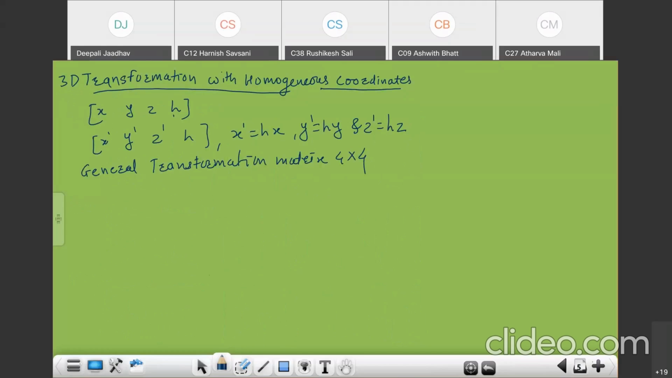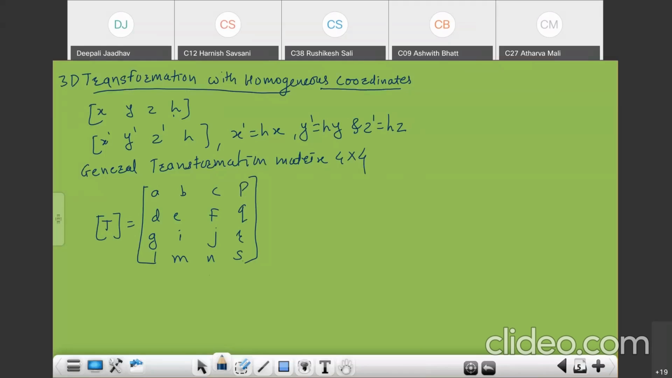So I am going to write here the transformation matrix. This is the standard general transformation matrix for 3D transformation with homogeneous coordinate. Here A, B, C, D, E, F, G, and I, J are used, H is not used, since H is used for homogeneous coordinate. Then L, M, N, and P, Q, R, S.